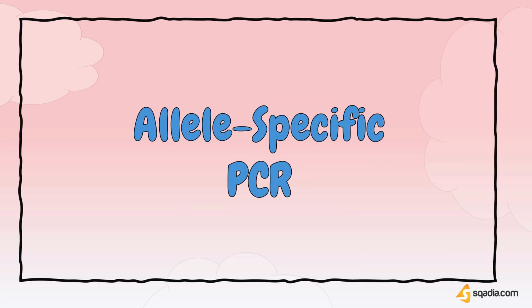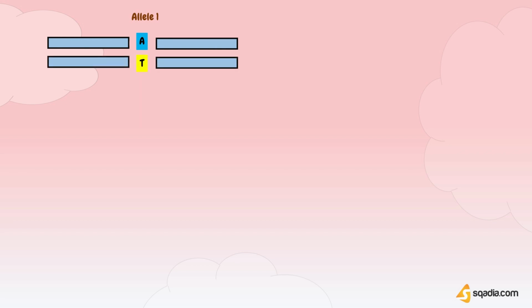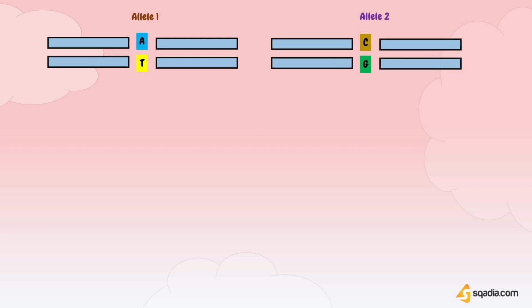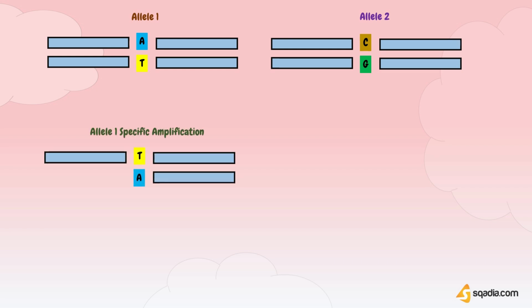Now let's discuss the allele-specific polymerase chain reaction. This amplifies a DNA sequence from one allele only, and not the other if it is different. If allele 1 contains adenine and thymine base pair at a particular site, and allele 2 contains cytosine and guanine pair, now allele-specific polymerase chain reaction is normal.